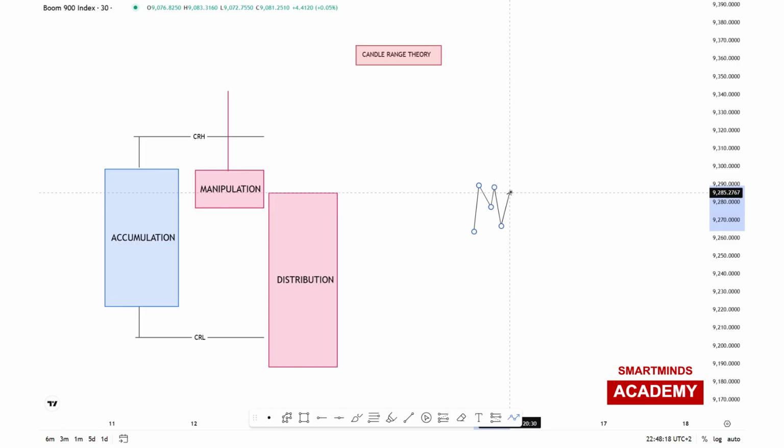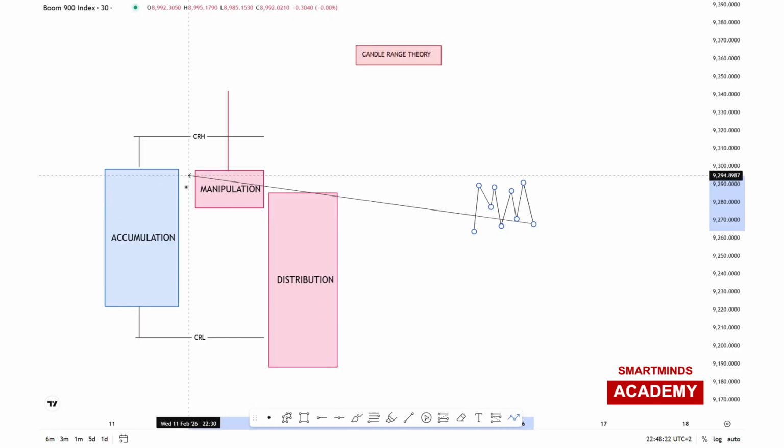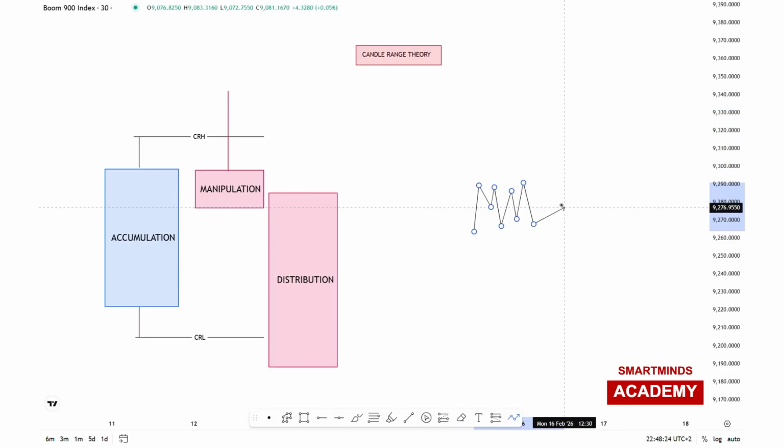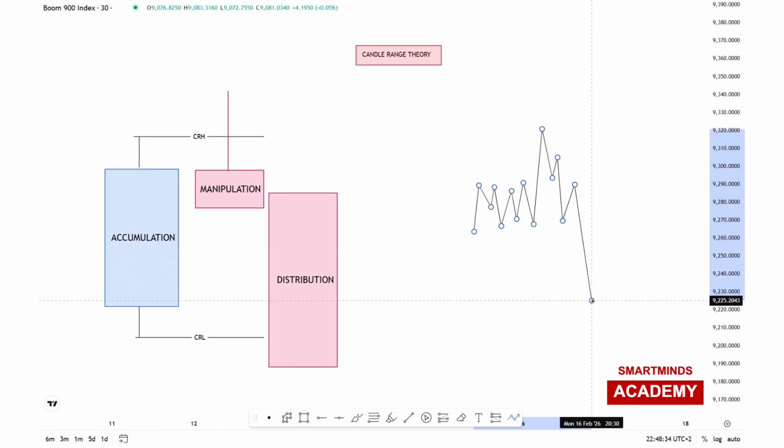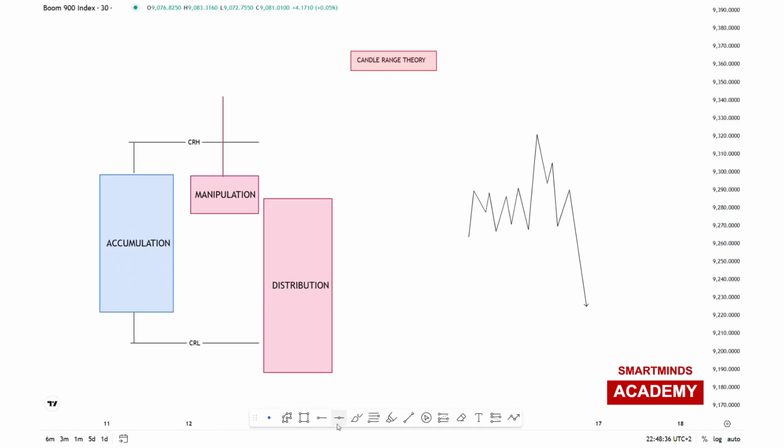I like a range. I've got range support and resistance. Then on this manipulation candlestick that wicks above, we need to see price breaking above our accumulation phase, then do whatever it does. And then on the distribution candlestick, we need to see a push in one direction. So here we'll be having your accumulation, say on a lower time frame.